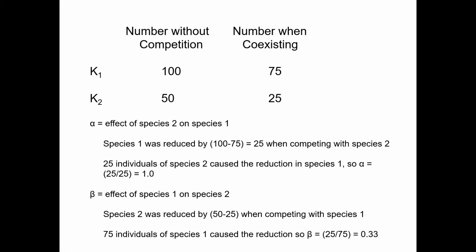So alpha is 1, 25, which is the difference here, divided by 25, the number that caused that difference. What about K2, species 2? What about beta, the effect of species 1 on species 2? Well, K2 dropped from 50 to 25, so the difference is 25. How many individuals of species 1 caused that? 75. So beta is based on 75 competitors. And beta is 25, the difference here, divided by 75, the number of competitors that caused the difference, is 0.33. So you can calculate these competition coefficients, and you will do that in a practice problem.